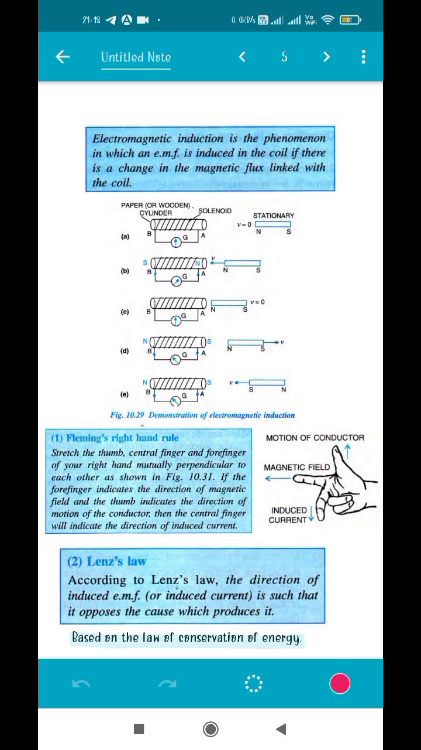So the direction of the current will be such that it will always be opposite to the cause which produces it. So what was the cause? Movement of the magnet. So always it will be opposite. If the magnet is trying to come close, it will repel. If the magnet is trying to go away, it will attract. So this is Lenz's law, and it is based on the law of conservation of energy.